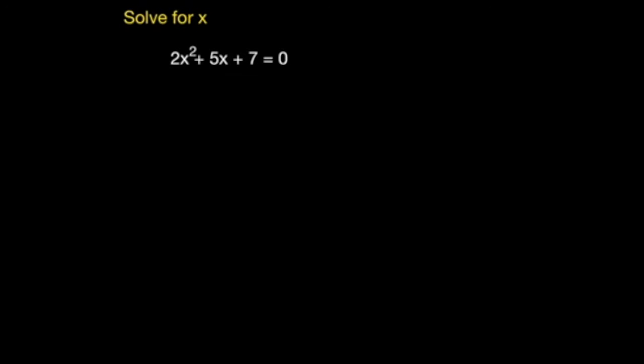I'll proceed by completing the square, but before I can do that, I need to move the constant to the other side of the equation. So I'll first subtract 7 from both sides, and that's going to leave me with 2x squared plus 5x equal to negative 7 on the right hand side. I want to complete the square, but before I can do that, I have to get rid of this leading coefficient of 2. I can do that if I divide everything by 2.